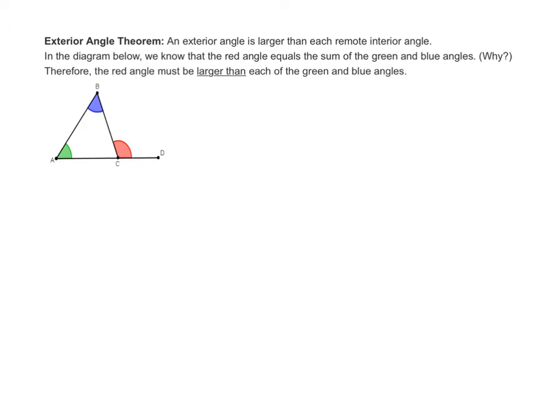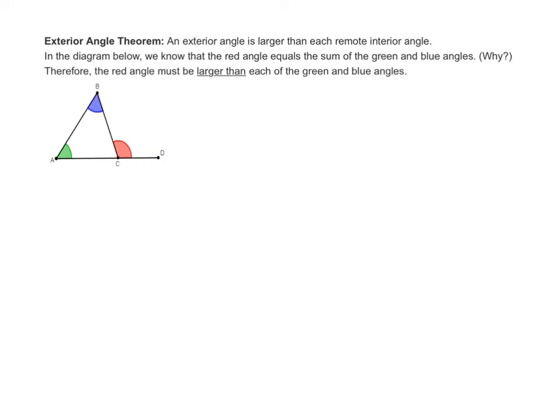Let's now take a few minutes to look at the inequalities that can occur in triangles. The first is called the exterior angle theorem. What it says is that in any triangle, the exterior angle, like this one in red, is larger than either of the two remote interior angles. The green and the blue angles are the remote interior angles, or the ones far away from the exterior angle. So this red angle is larger than the green angle, and this red angle is larger than the blue angle. And that's the exterior angle theorem.